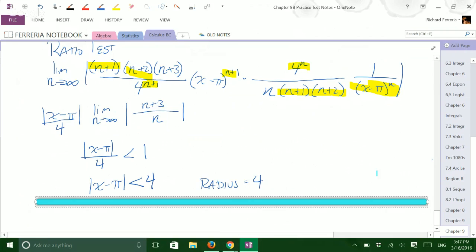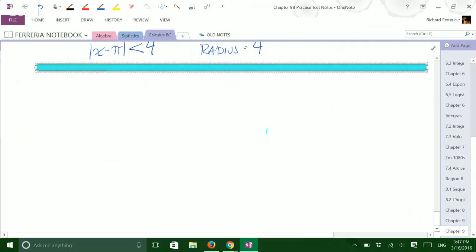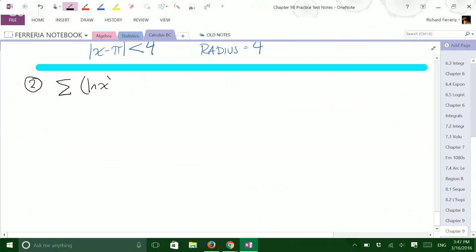Okay. Good. Let's move on. Question 2. We want the interval of convergence. Now we have the natural log of x to the n power. When you look at this one, again, power series, but this is actually geometric. One way to see it's geometric is just to write that out. That's 1 plus the natural log of x plus the natural log of x squared plus the natural log of x cubed, et cetera, et cetera.